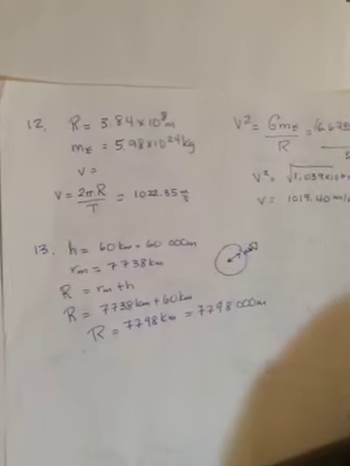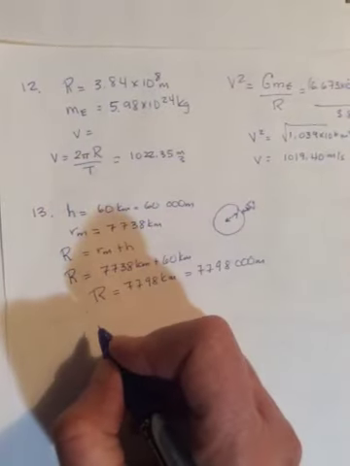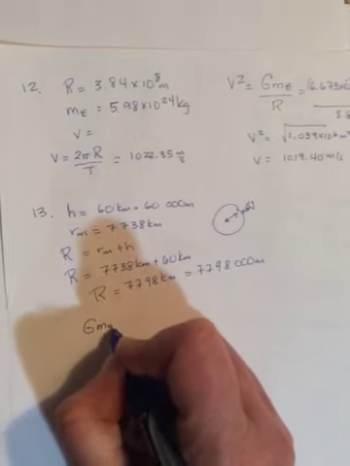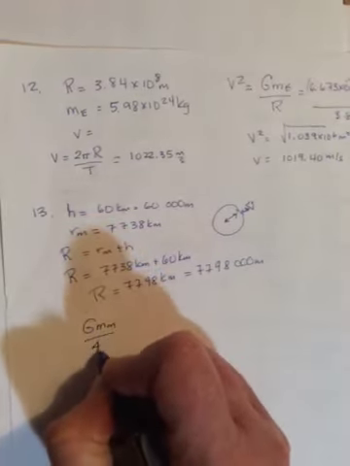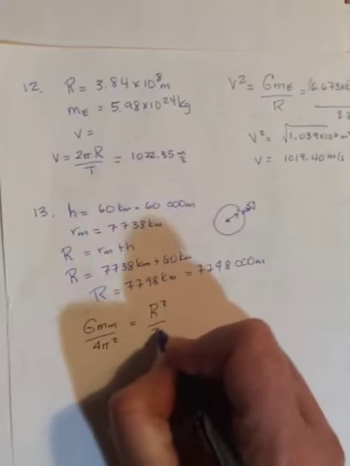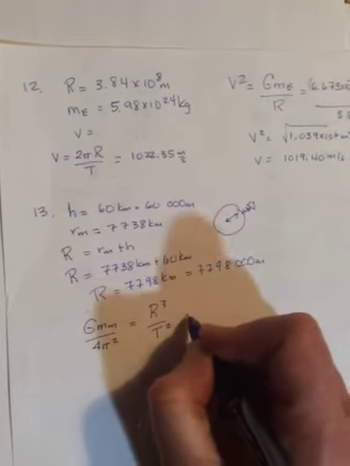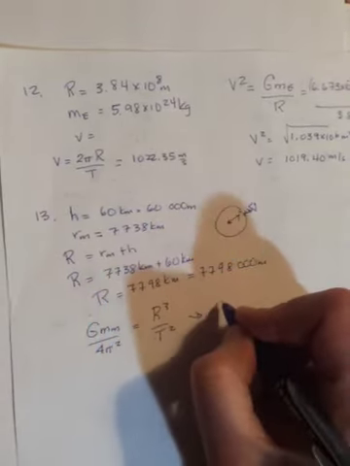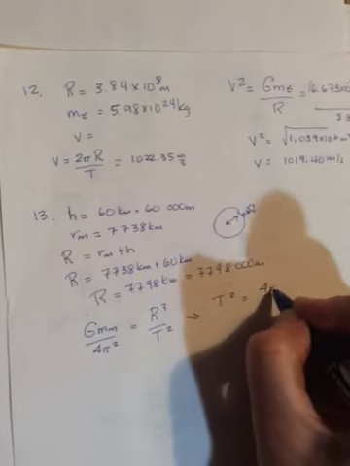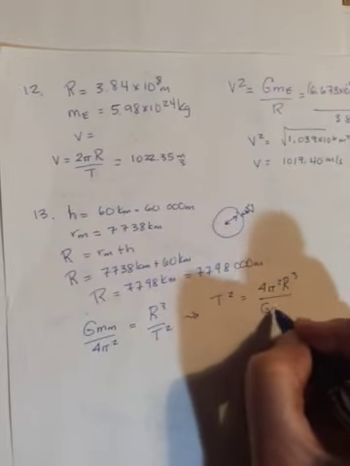Okay, so I would probably do Newton's version of Kepler's third law and do G mass of the moon this time, because that's the central body, over 4 pi squared is equal to r cubed over T squared. And it's looking for the period. So rearrange this for T: take the T squared up, take the 4 pi squared up, and bring the G mass of the moon down.